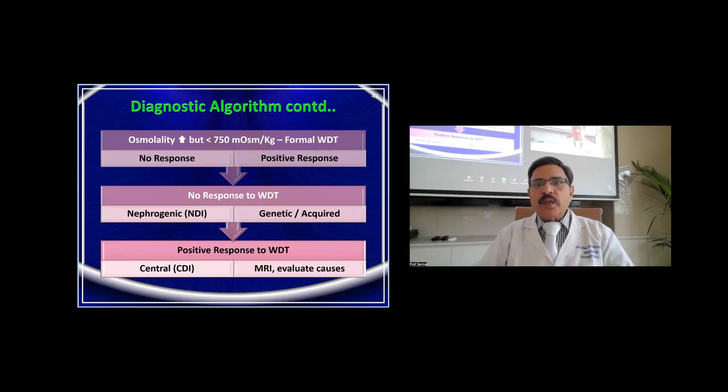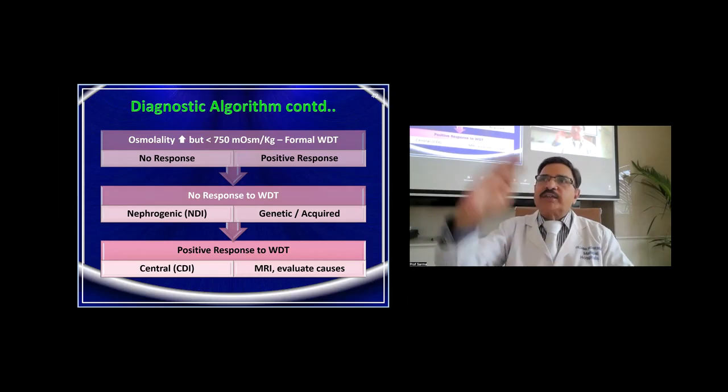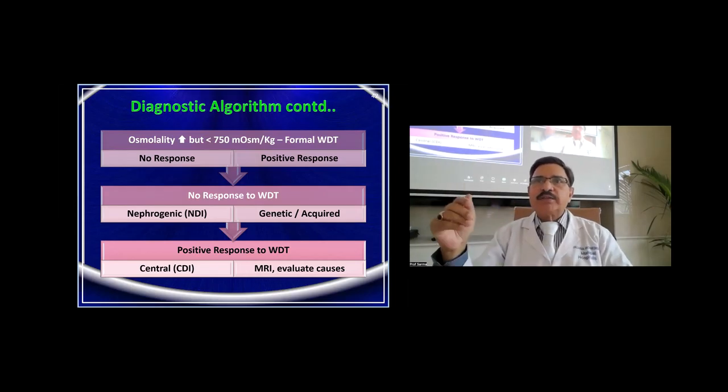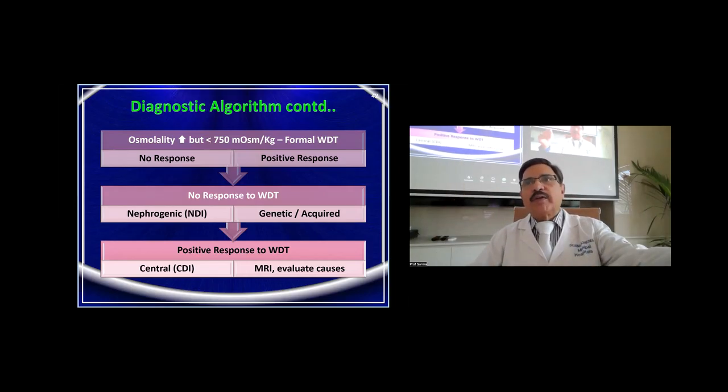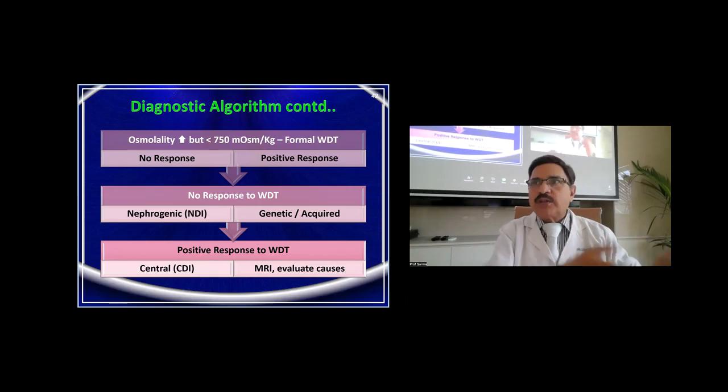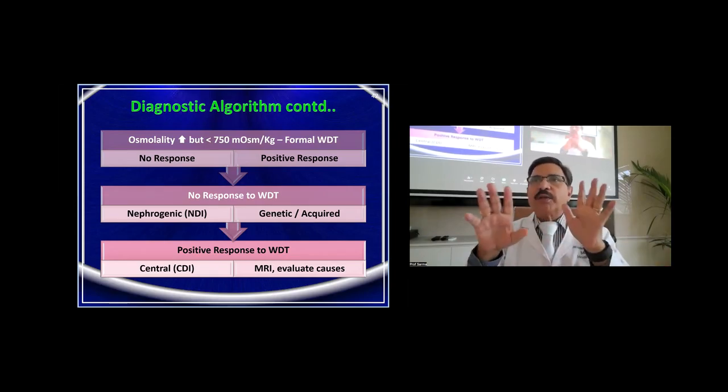Now, if there is no response, meaning in spite of giving exogenous vasopressin, urine osmolarity continues to be less than 750, it has not increased. That means already there is pituitary vasopressin also in the body. So that is, the kidney is not responding. Now you have given exogenous, and this also it is not responding. You used all the methods. Originally there is pituitary vasopressin.